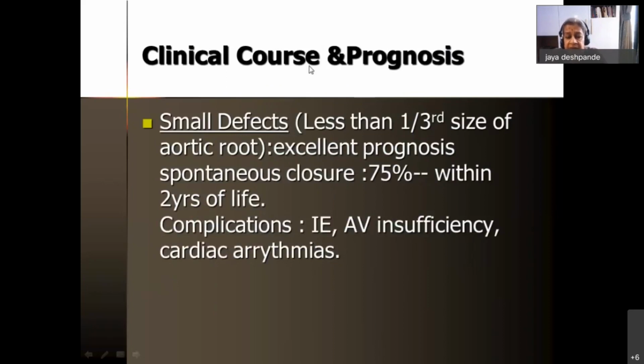What happens to the clinical course and prognosis? Small defects. What will you term as small defects? Those which are less than one-third the size of the aortic root. They generally have an excellent prognosis. 75% of them show spontaneous closure within 2 years of life. However, there may be complications like infective endocarditis, aortic valve insufficiency, or cardiac arrhythmias.